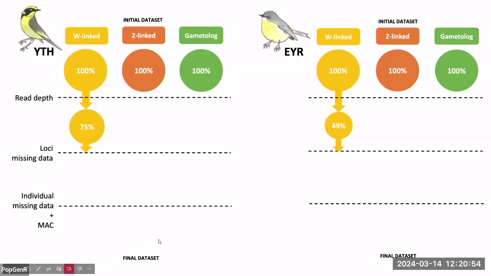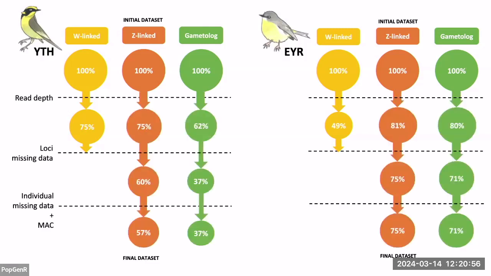But bad news. That is not the case for Z-linked and gametologs. You can apply all these filters, and at the end, you will still have over 50% of Z-linked loci and over 1/3 of the gametologs in your final data set. This is a data set that you will use to run genetic analysis.